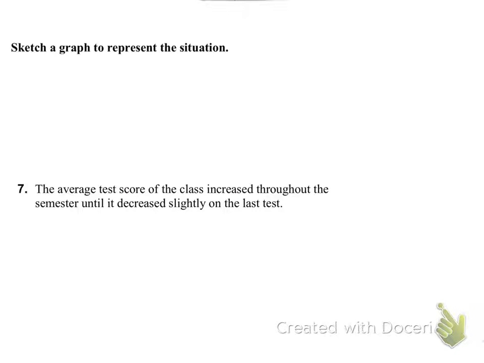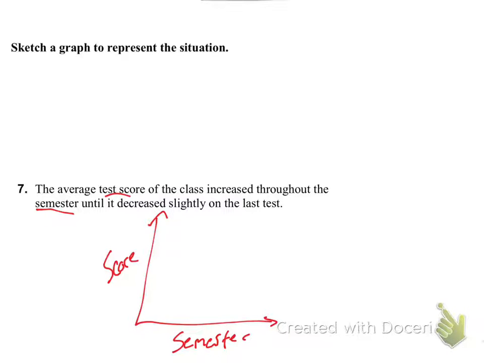All right, then we're sketching a graph for 7. The average test score of the class increased, so we have test scores throughout the semester, until it decreased slightly on the last test. So we could put score here, and then we normally put time on the x-axis. So we could say this is the semester. Okay, and then, the average test score of the class increased throughout the semester. So we don't want to put it just at 0, but let's just say it's about right there.